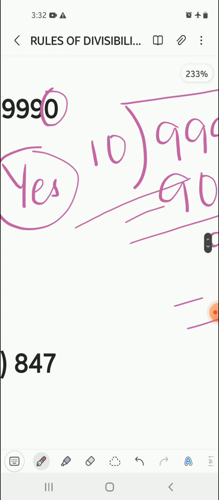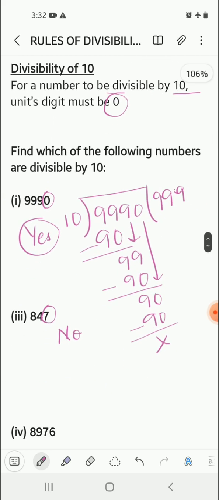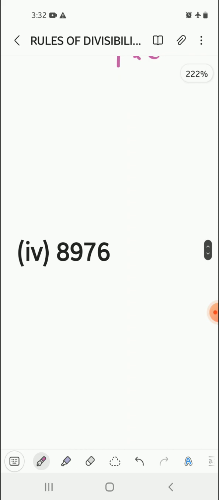Similarly, if we see the next number that is given is 847. In 847, the digit in the units place is 7 and is not 0, so the answer will be no. Similarly, if we move to the other question, 8976, in the units place there is 6, not 0, so again the answer will be no.